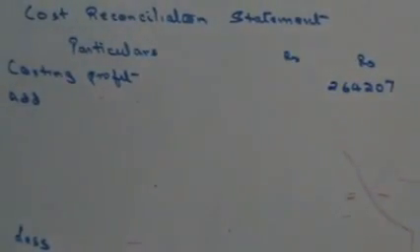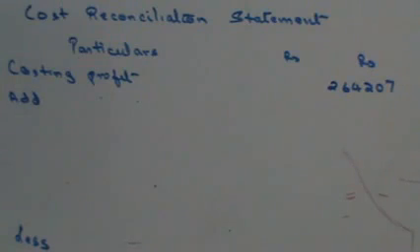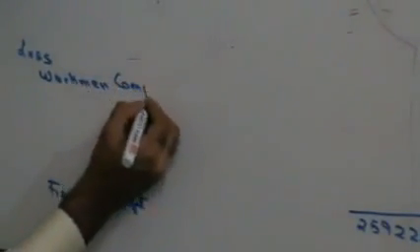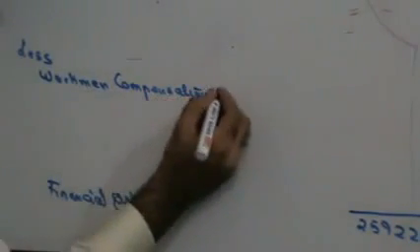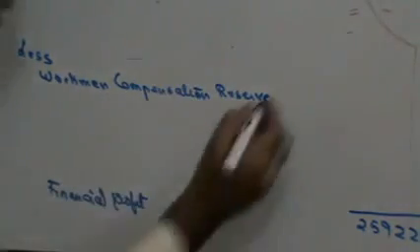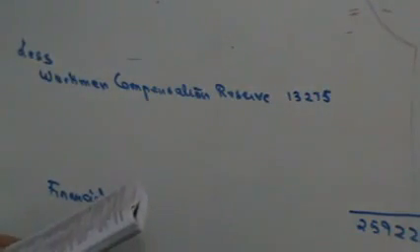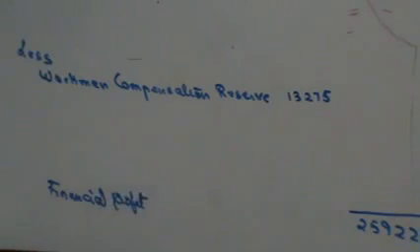Now there were certain entries that we didn't record. Let's first see which were those entries that I didn't record at all. One was workmen compensation reserve. The workmen compensation reserve is there only in P&L. It is not there in the cost sheet. That means it is less in cost sheet. So it will go here. Workmen compensation reserve was 13,275.